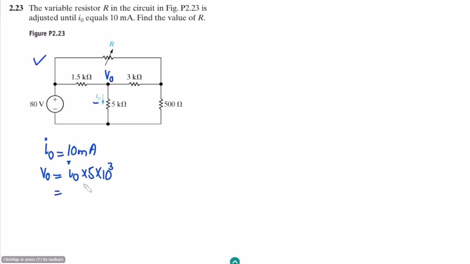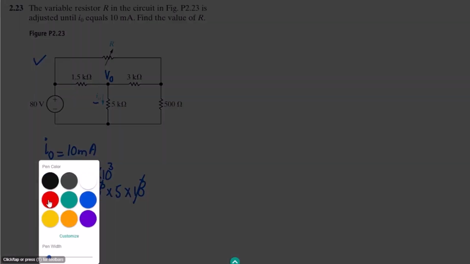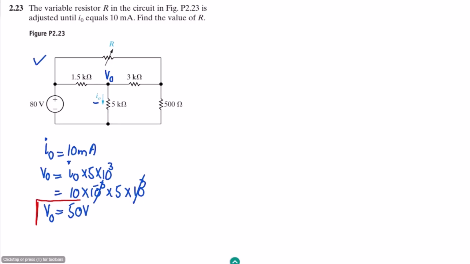So let me put these values. I naught is 10 milliamps, so 10 to the power minus 3 multiplied by 5 into 10 to the power 3. These two will cancel out, and here V naught is 50 volts. Okay, so the value of V naught is known, and that is 50 volts. Okay, so this is the V naught.